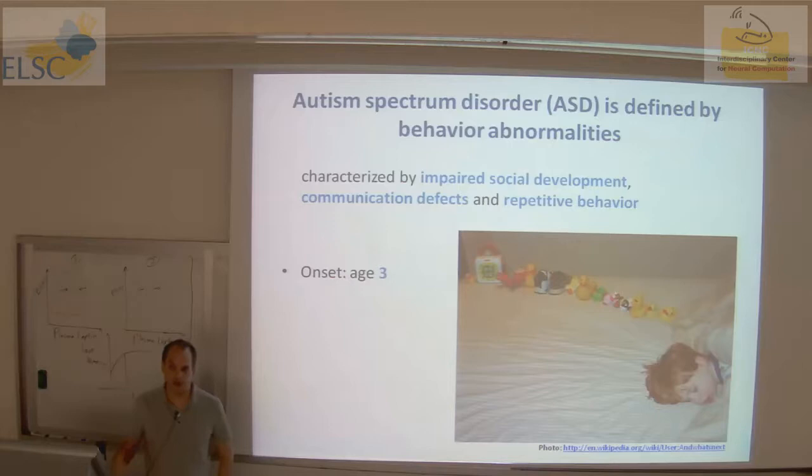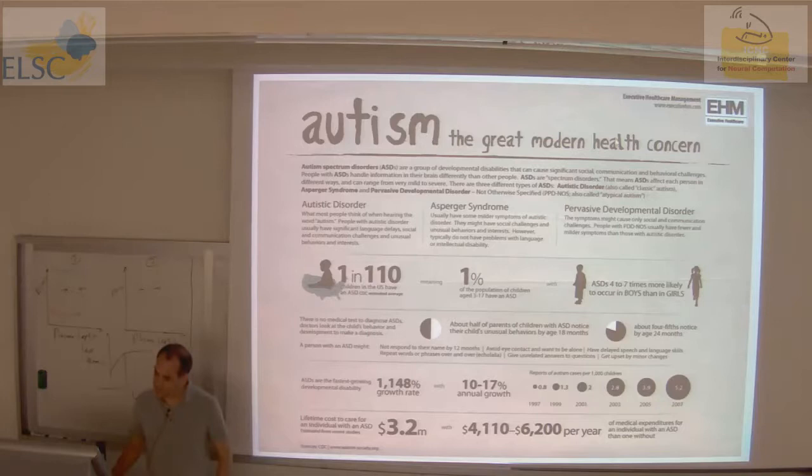The other thing which you should know about autism is that it is a great modern health concern. It was including the classic autistic disorder, Asperger's syndrome, and pervasive developmental disorder, or PDD, which is the kids that do not meet the full criteria of autism. It is a great modern health concern because currently it is estimated that around 1% of the children, especially in the U.S., meet the criteria for autism spectrum disorders. Another very important thing to know is that there are many more boys than girls, as you can see here, which is something typical of other neurodevelopmental problems.